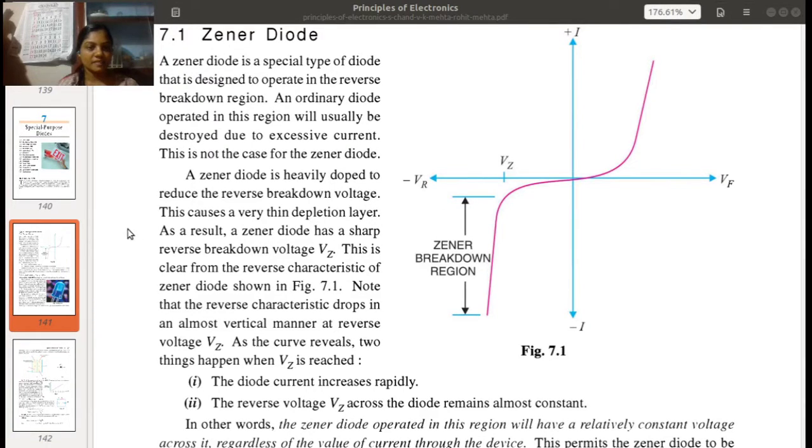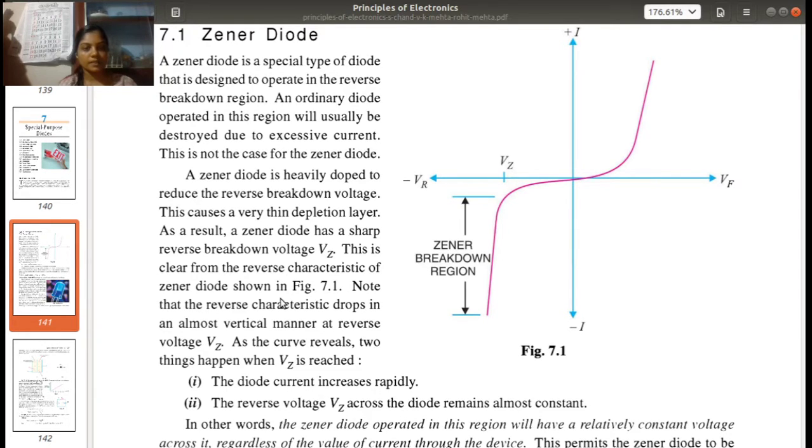Good morning. Let's discuss today the Zener diode and its characteristics, and as an application we will discuss voltage stabilization using a Zener diode. Okay, so what is a Zener diode?